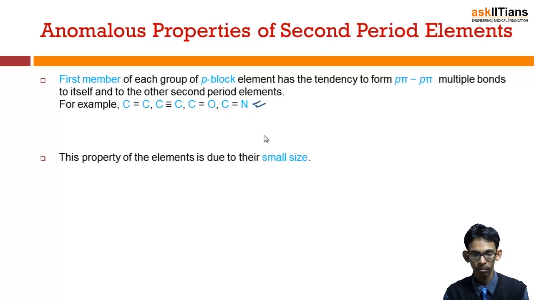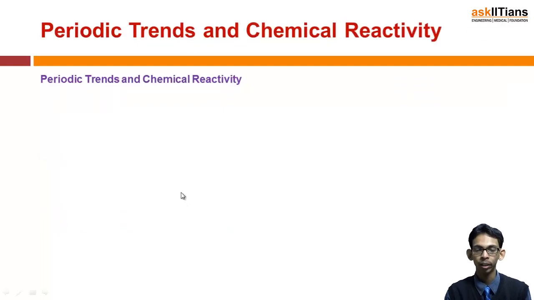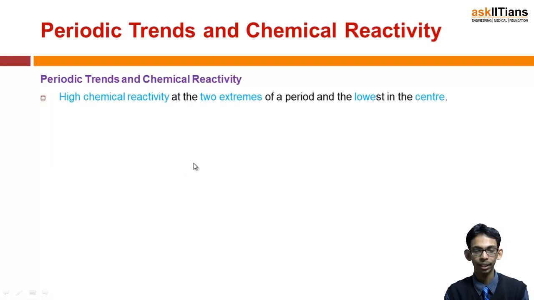anomalous property. Now this property of the element is due to small size, as I just discussed. Because of small size there is greater sideways overlapping of the orbitals. Now higher members of the group have little tendency to form p-pi bonds. Next we are going to discuss periodic trends and chemical reactivity.